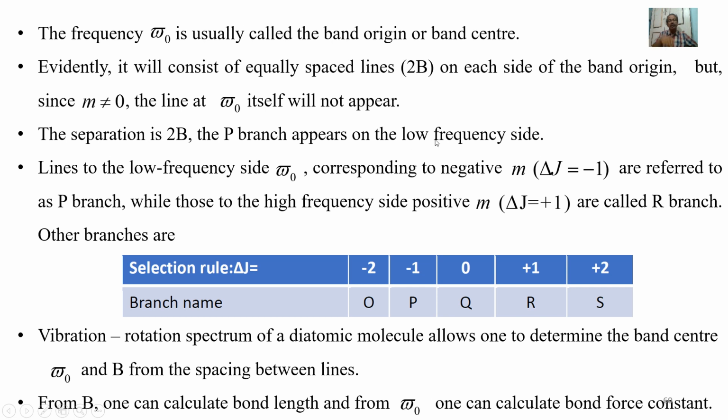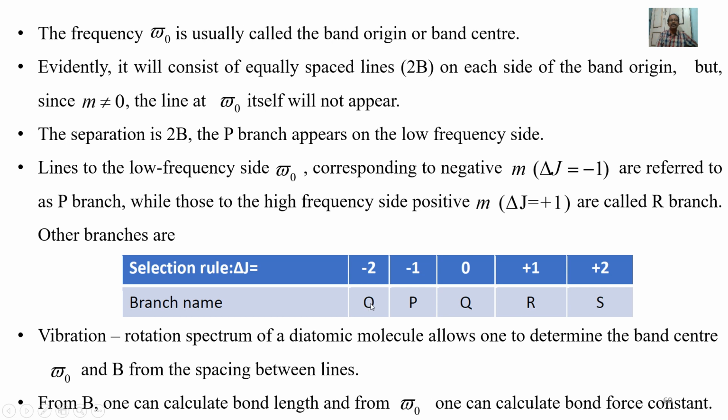Lines to the low frequency side of omega naught, corresponding to negative m, that is del J equals -1, are referred to as P branch, while those to the high frequency side, with positive m, that is del J equals +1, are called R branch. Other branches are named according to the selection rule. Suppose del J equals -2, what we call this branch is nothing but O branch.